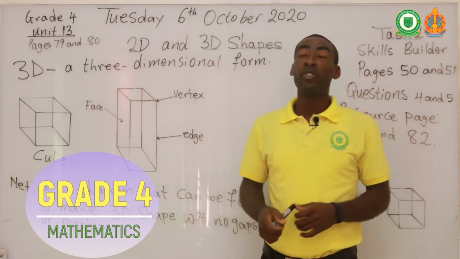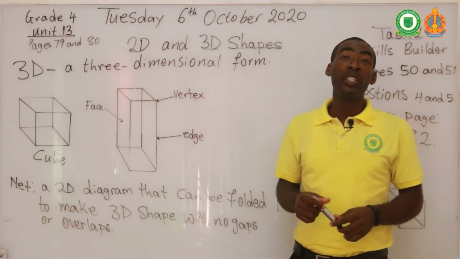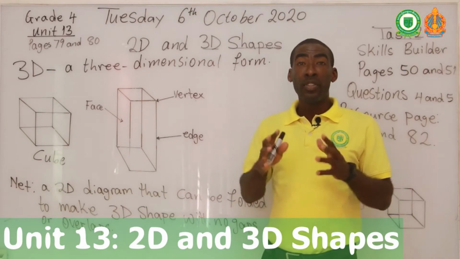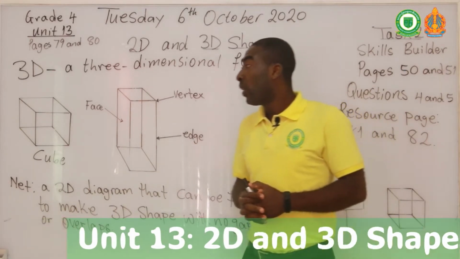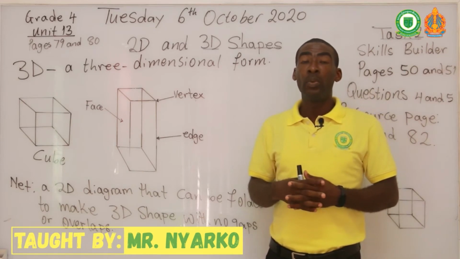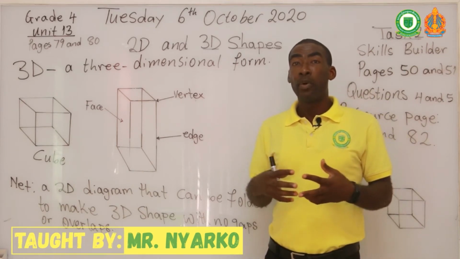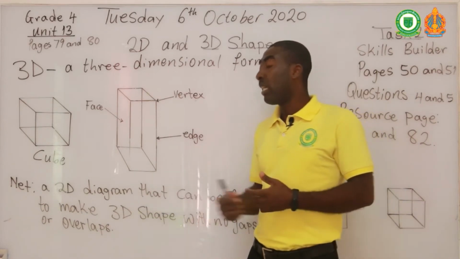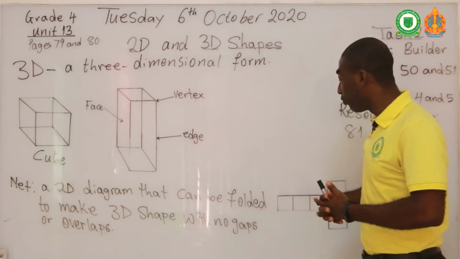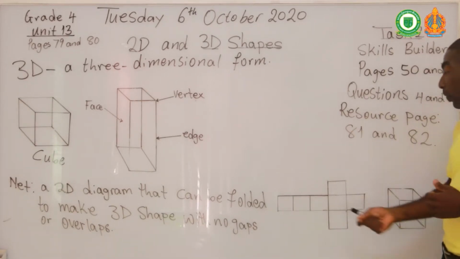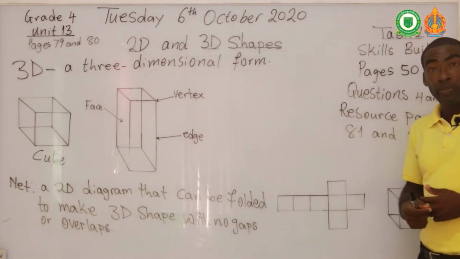Our lesson is from Unit 13. We are doing 2D and 3D. Today, our lesson has been on 3D specifically. We have looked at some examples of 3D, and we have looked at how a 3D diagram or shape could be expanded in the form of a net, and when it is being folded back, you're going to have your 3D shape, and we used an example of a cube to do that.